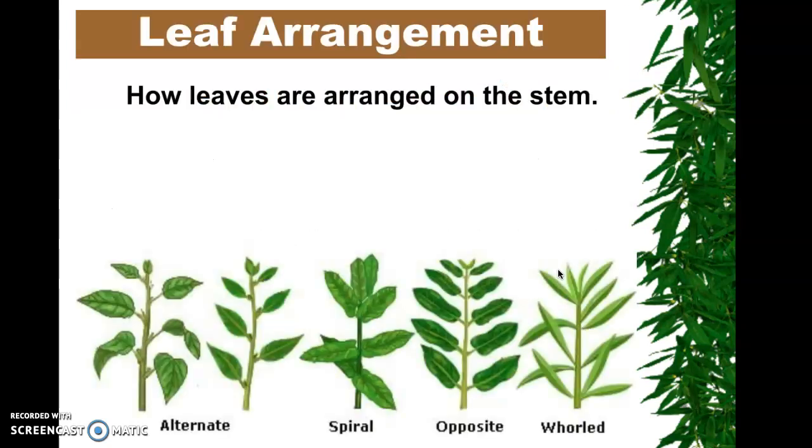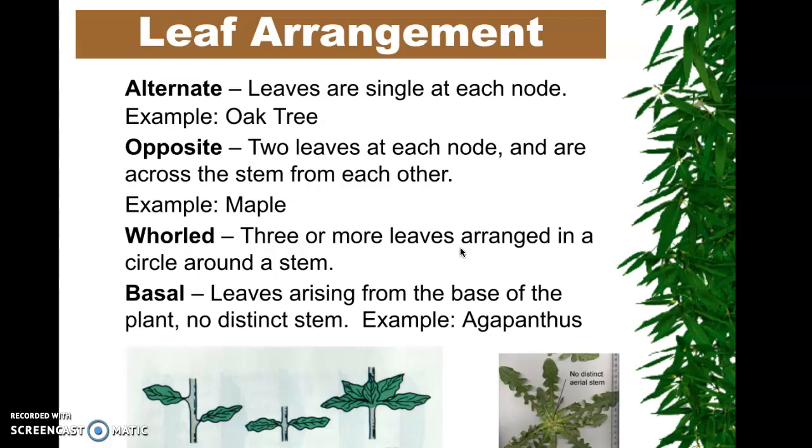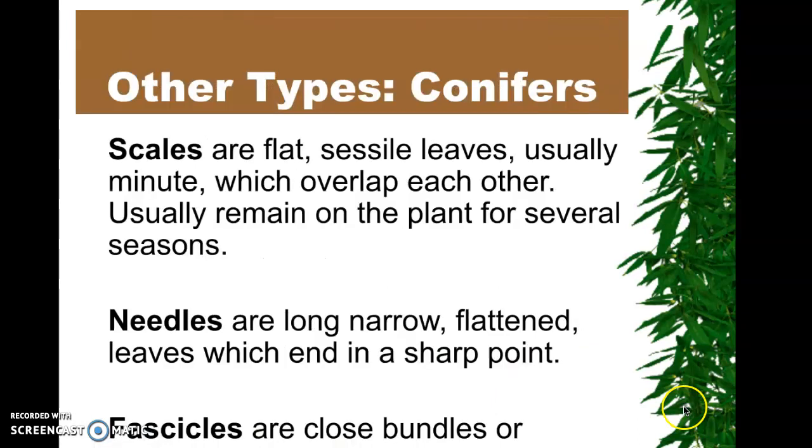So leaf arrangement. Leaf arrangement is how the leaves are arranged on the stem itself. So you'll see that they're not all the same. Some examples would be alternate. Alternate would be it's at a single part of the node, but then opposite are two leaves at each node and are across from the stem from each other. There's whorled, which are kind of surrounded around the stem. So there's tons of different types of arrangements out there.